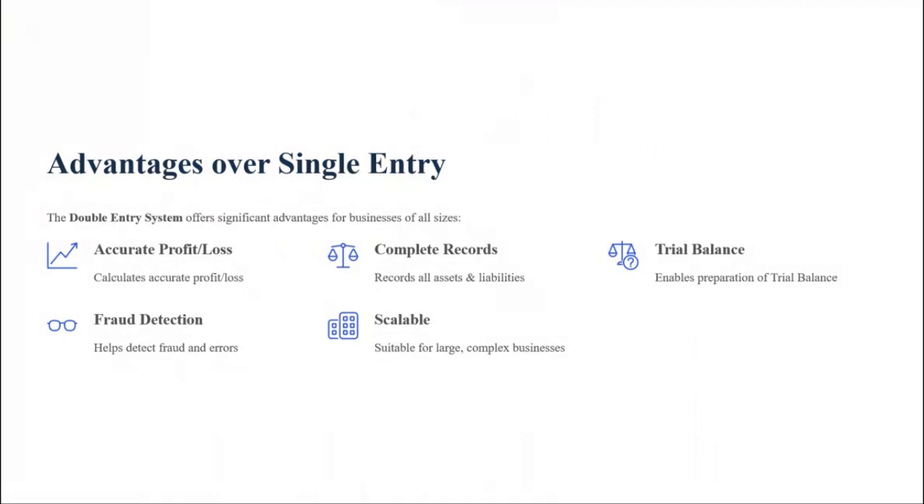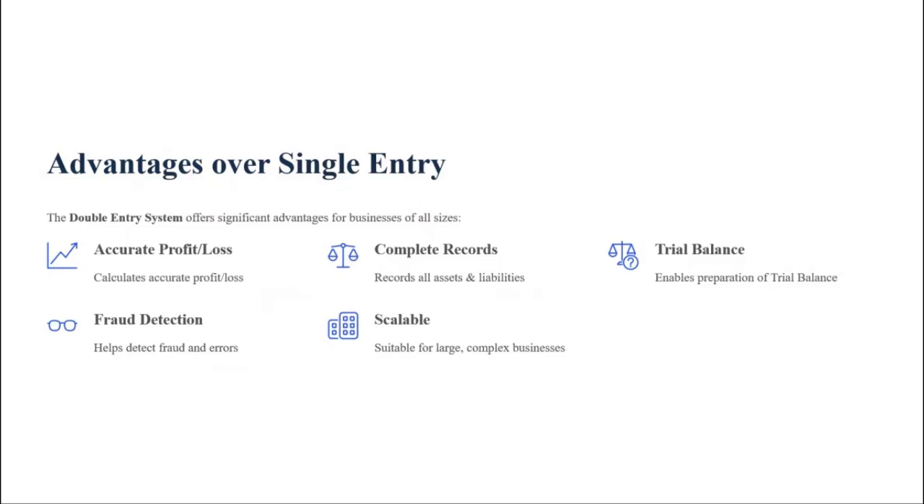To appreciate the double entry system, we must compare it to the single entry system. The single entry system is often described as unscientific and incomplete because it fails to record both sides of transactions. It is typically used by very small businesses where the owner personally supervises every cent. However, for complex organizations, it is insufficient.